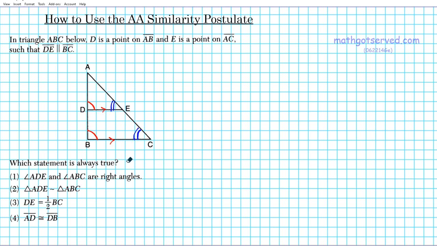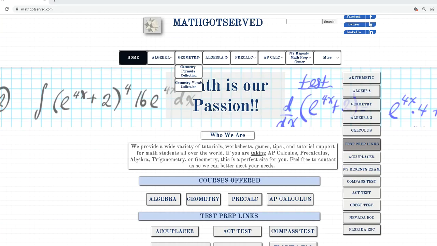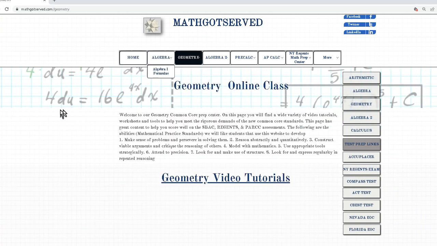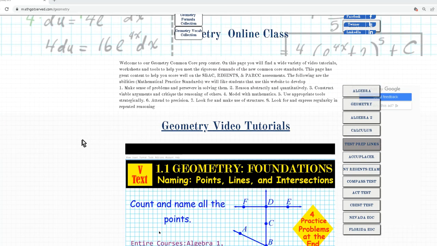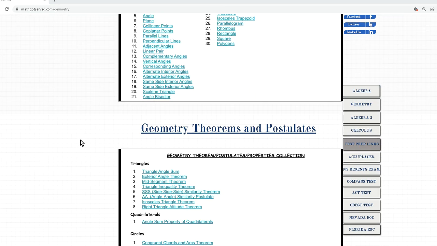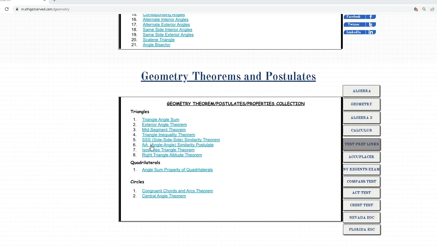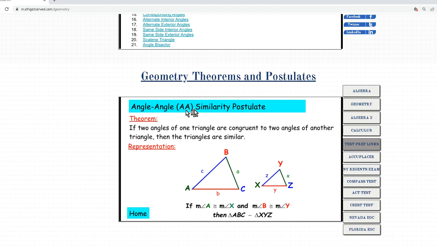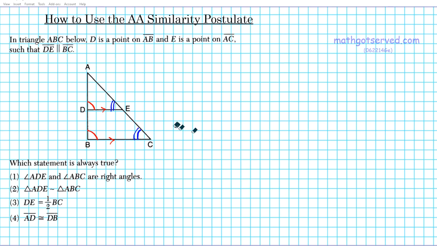If you have two triangles with two pair of congruent angles, what do we know for certainty? What conclusion can we draw? To help us with that, we're going to go to our website, Mathgotserved.com. Let's just click on geometry, and scroll down to our theorems and postulates section. Take a look at the theorems and postulates for triangles number 6, the angle-angle similarity postulate. Notice what it says. It says if two angles of one triangle are congruent to two angles of another triangle, then the triangles are similar.